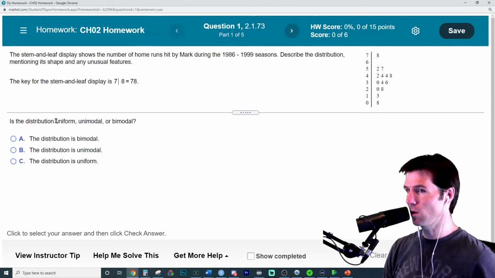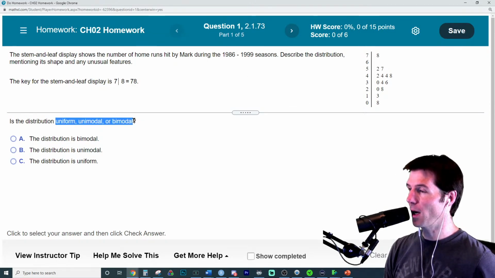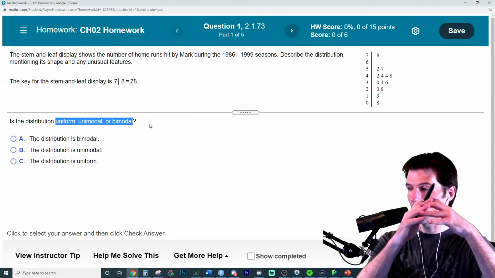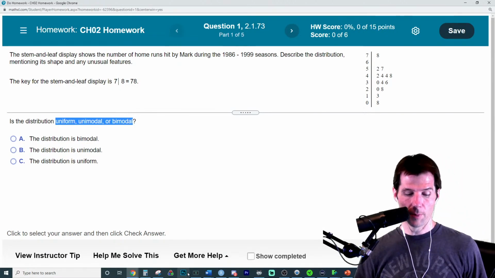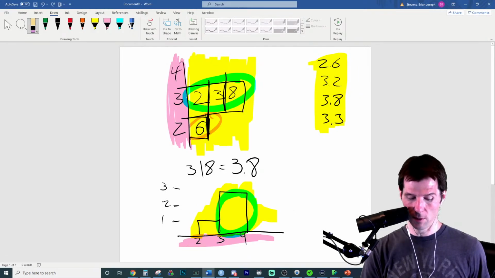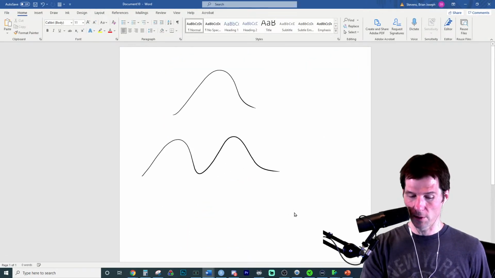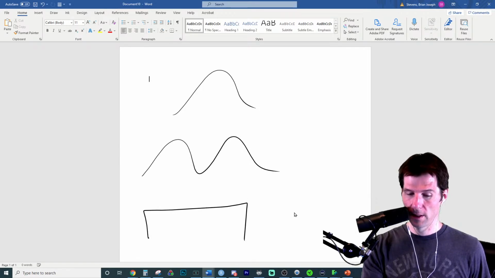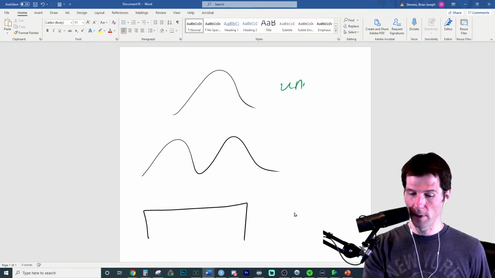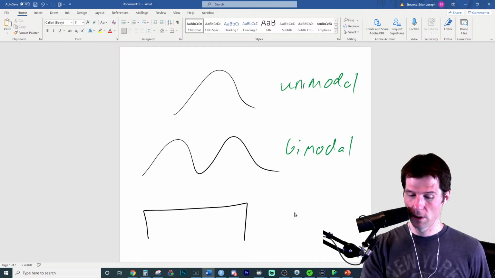When we see right here, it says, is it unimodal, uniform, or bimodal? So unimodal means 1 mode. Bimodal means 2 modes. So unimodal, bimodal, and uniform. So think unimodal, 1 mode. Unimodal, bimodal, uniform.